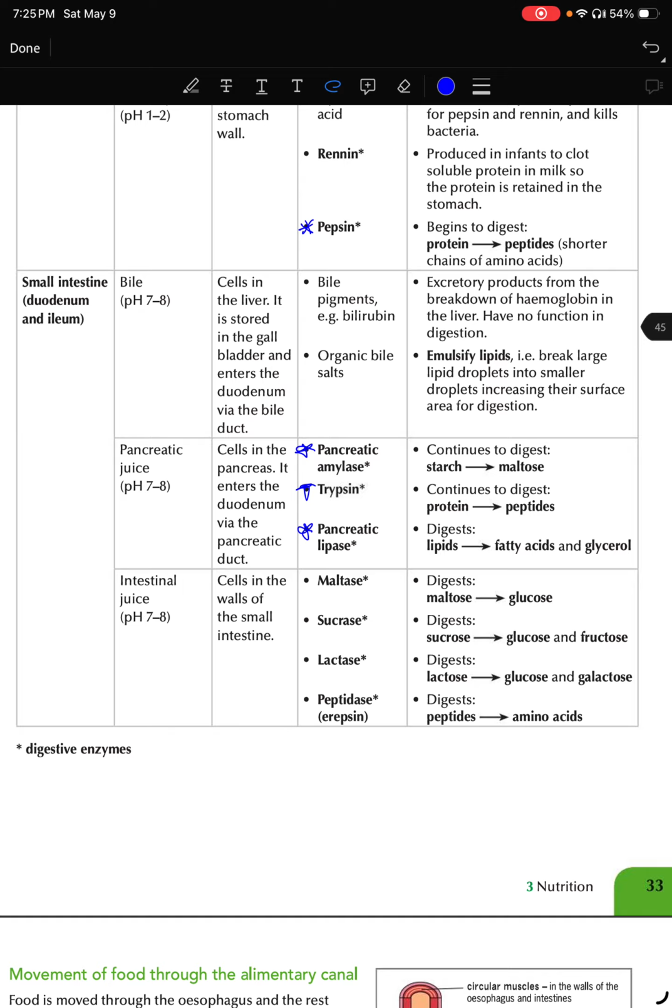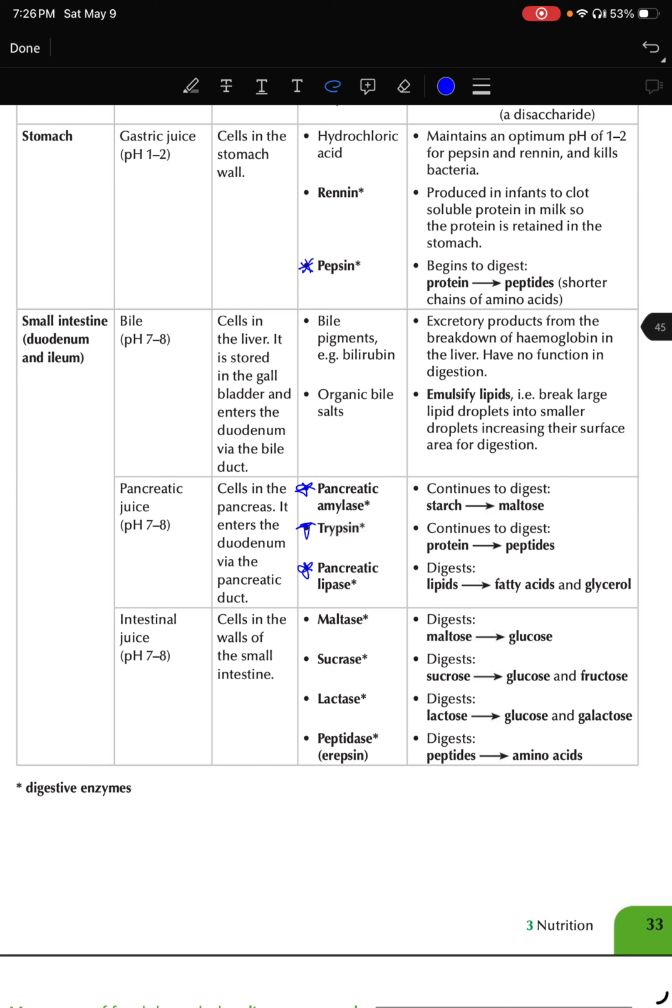Trypsin is like pepsin, but in the duodenum. That one breaks down proteins again. Fresh proteins that did not get broken down in the stomach get broken down here, back to peptides or polypeptides you might see. And then pancreatic lipase, for the first time, fats are broken down in the duodenum. So they weren't broken down anywhere else before the small intestine.